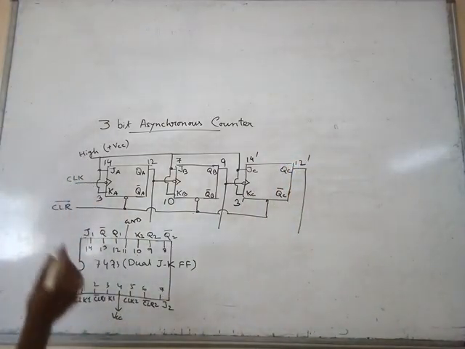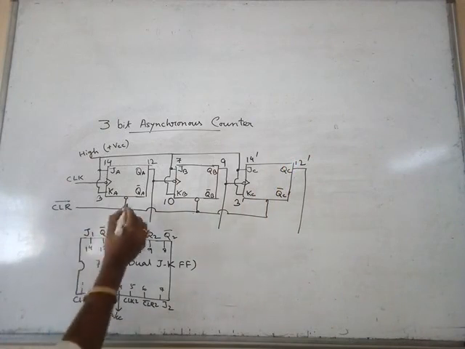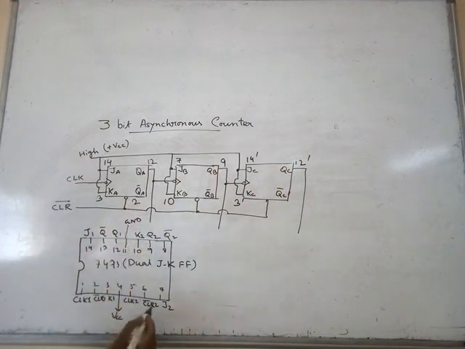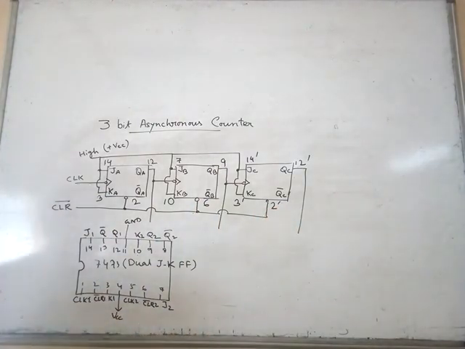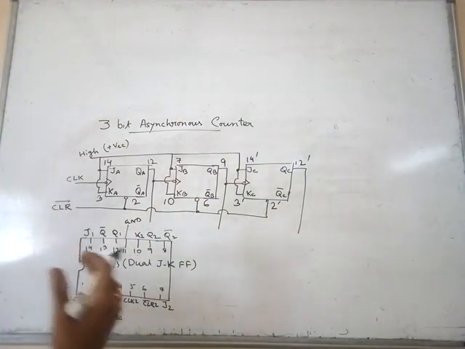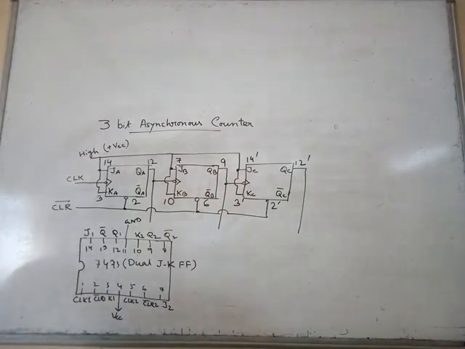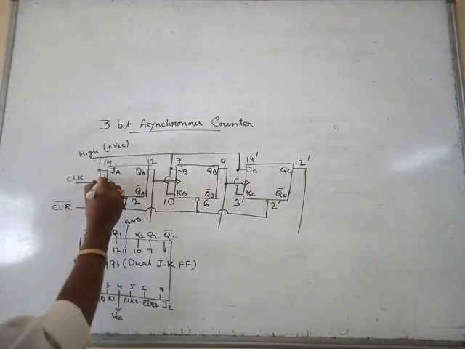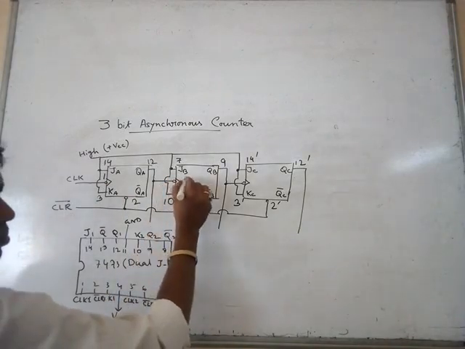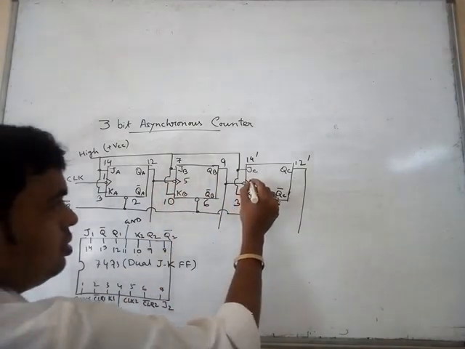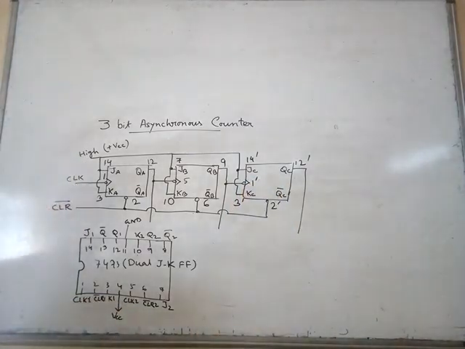Now we go for the CLR bar. So first is 2, next 6, another IC, that is 2 dash. So we represent dashed for the next IC, the second IC. Next go to the clock. You can see the clock is going to pin number 1. Next clock goes to pin number 5. It is the second IC, 1 dash. So this is the circuit diagram.